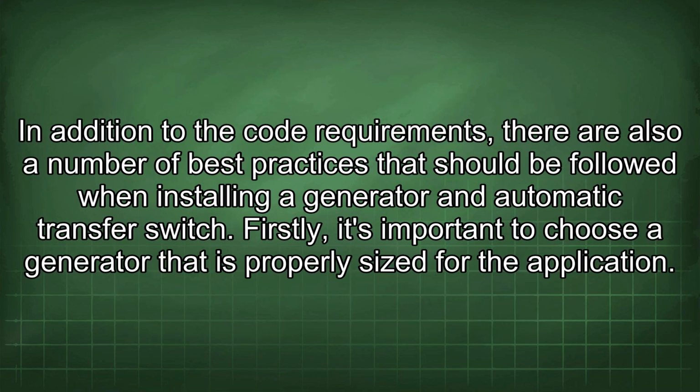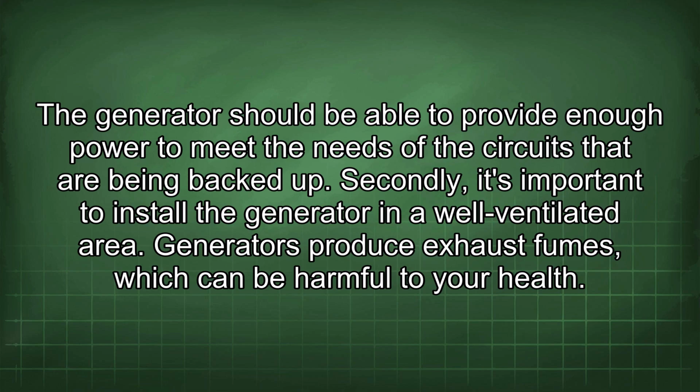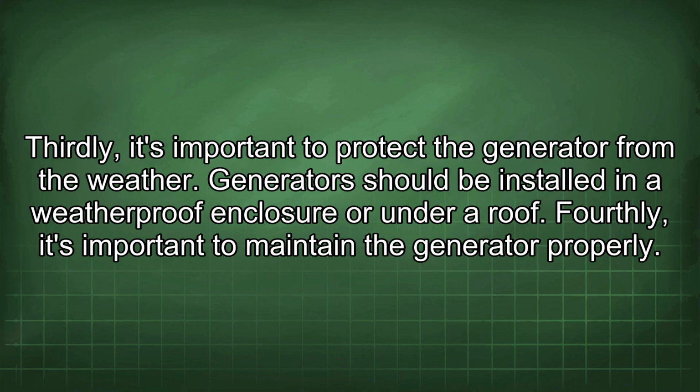In addition to the code requirements, there are also a number of best practices that should be followed when installing a generator and automatic transfer switch. Firstly, it's important to choose a generator that is properly sized for the application. The generator should be able to provide enough power to meet the needs of the circuits that are being backed up. Secondly, it's important to install the generator in a well-ventilated area. Generators produce exhaust fumes which can be harmful to your health. Thirdly, it's important to protect the generator from the weather. Generators should be installed in a weatherproof enclosure or under a roof.